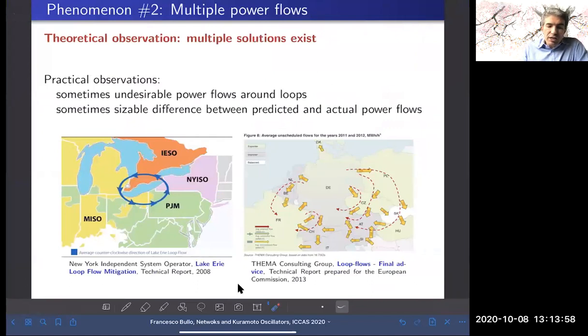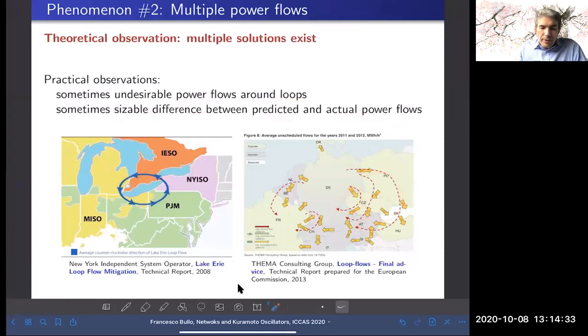Practical observations are that oftentimes power flows develop around loops in the graph. This is a diagram illustrating Lake Erie in the northeastern United States, where undesirable power flows arise. This is taken from a technical report found online. This is another technical report found online, and describes how even in the continental US power system, undesirable loops and sizable differences between predicted and actual power flows often arise.